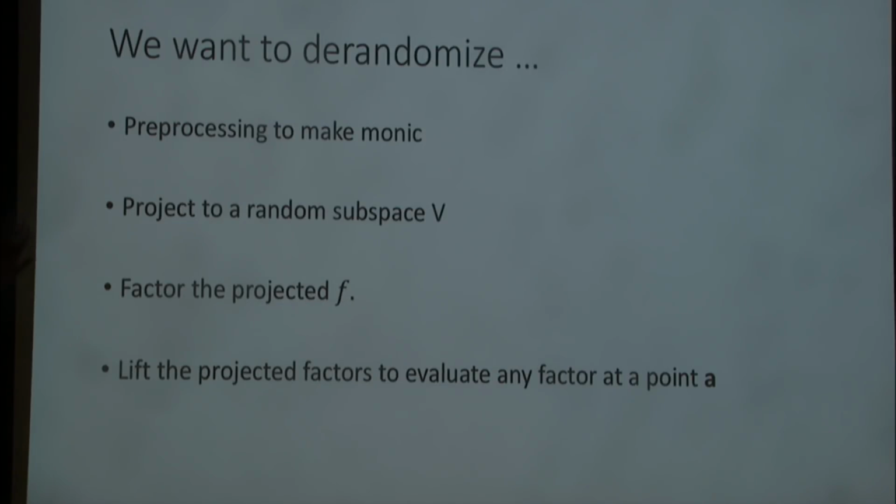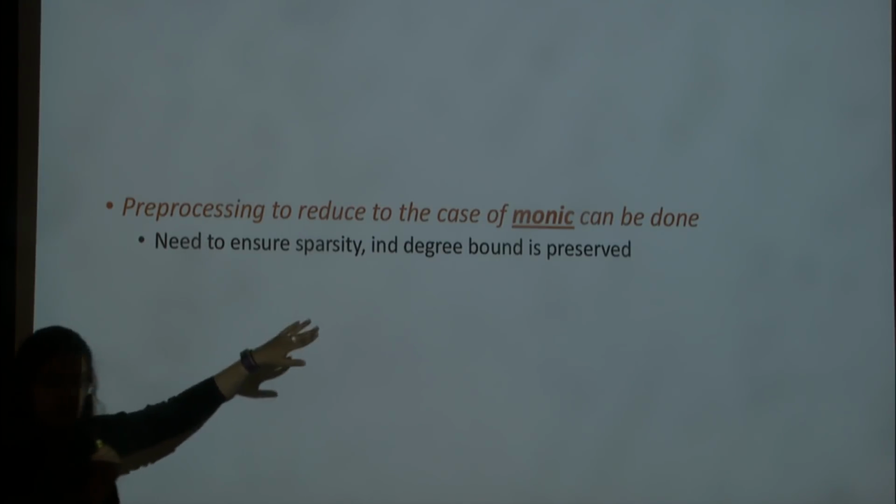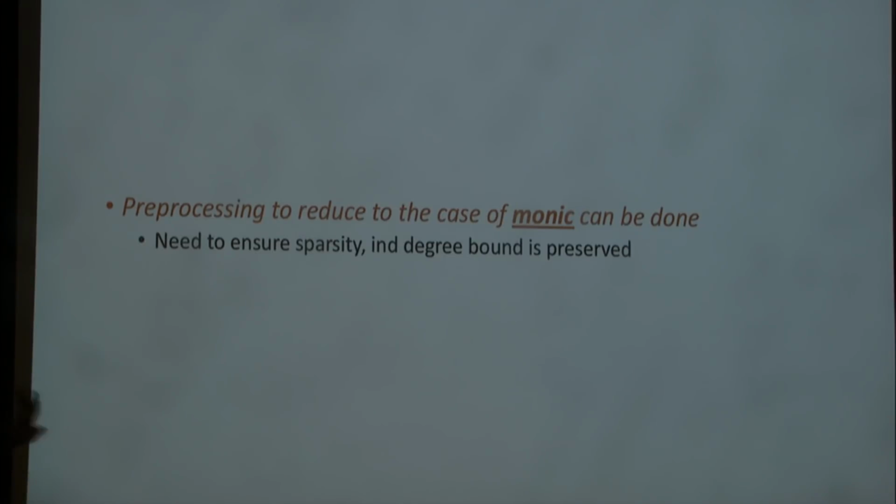So there are these four steps: pre-processing, projection, factoring the projected f, and lifting the projected factors to evaluate at any other point. The pre-processing step is a little tedious, because while doing it you must ensure you don't ruin sparsity and the individual degree bound, but it can be done.